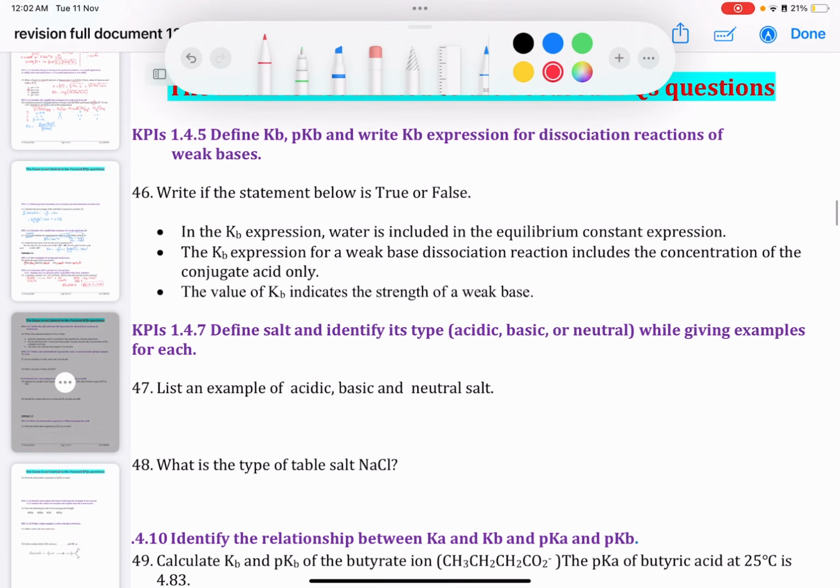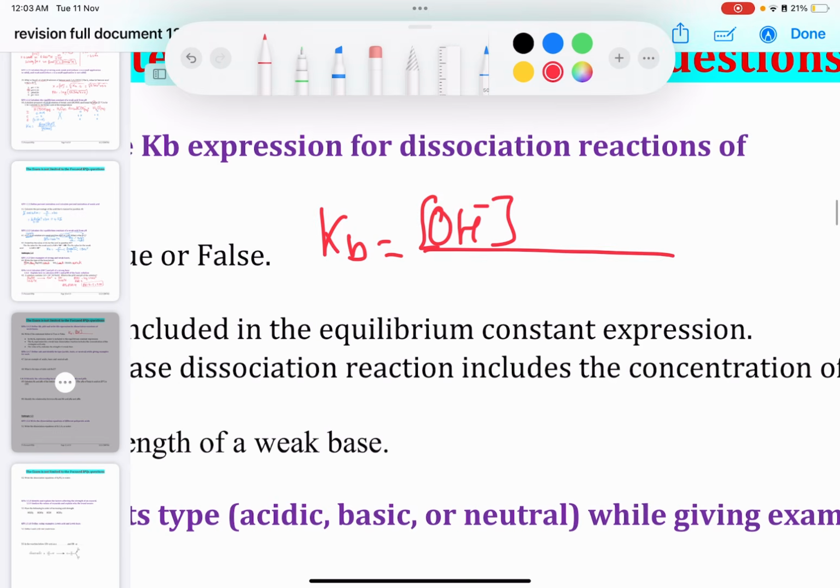Moving on, write if the statement below is true or false. In the Kb expression, water is included in the equilibrium constant expression. They are telling me that in Kb expression, I include water, and that is wrong. Because in Kb expression, here we put the base, we put hydroxide ion.